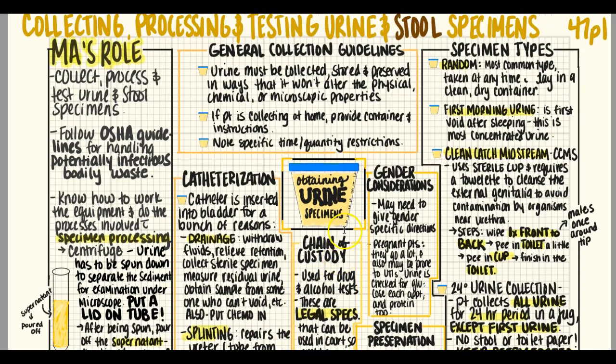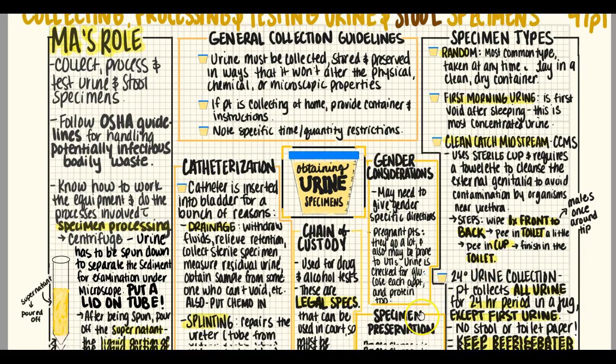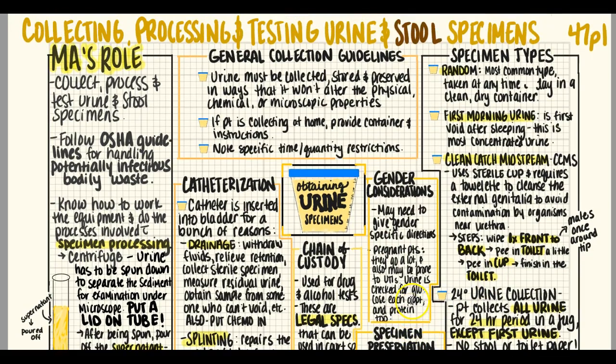So, general collection guidelines for urine. Urine must be collected, stored, and preserved in ways that won't alter the physical, chemical, or microscopic properties. This is important because most of the time when a urine sample is collected, it's not going to be tested immediately. If it is going to need to be cultured or a sensitivity will need to be run, it's going to have to be sent to a lab that is not on site from where it was collected. So it will end up having to be put into the refrigerator, which we'll talk about under the specimen preservation down here in just a second.